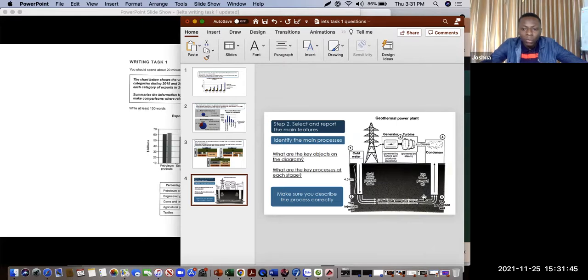The water moves horizontally to the production well, heats up, and then the hot water is pumped outside into the condenser. Then here, that is where steam is produced, and the steam turns the turbine, or rotates the turbine, which then causes the generator to produce electricity. Finally, the electricity is transferred to everybody to use. So it's that easy if you know what you are doing.